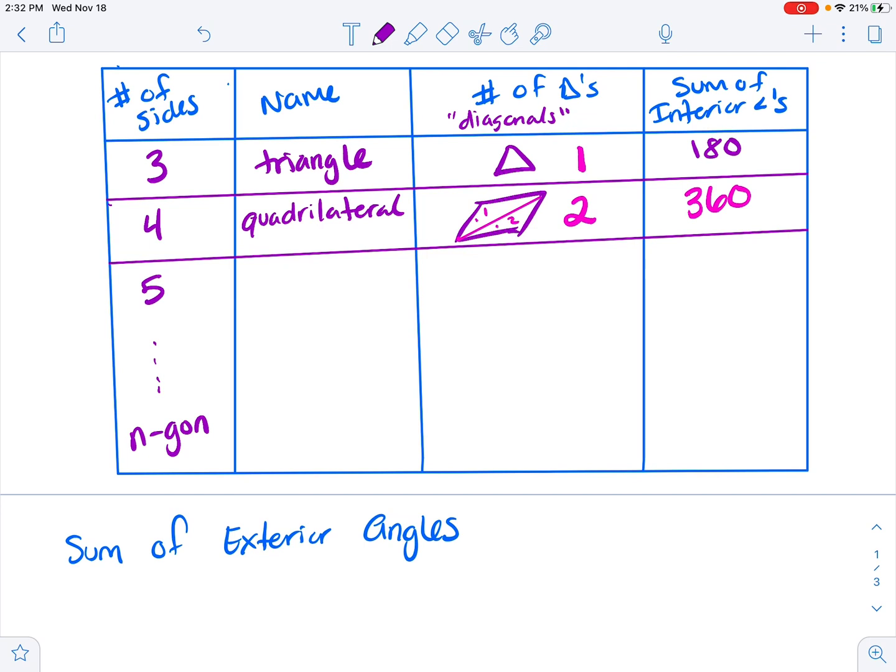Now let's do a 5-sided figure. A 5-sided figure is called a pentagon. So let's draw a pentagon. It doesn't have to be a regular pentagon. It can just be a 5-sided figure. It looks kind of like a house.